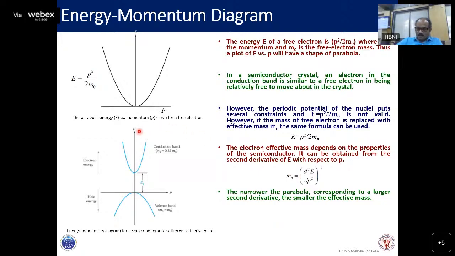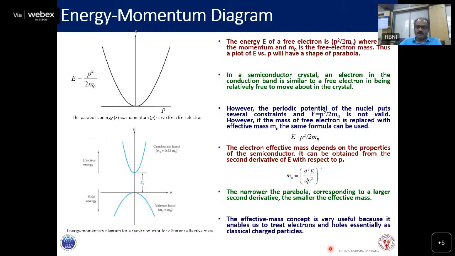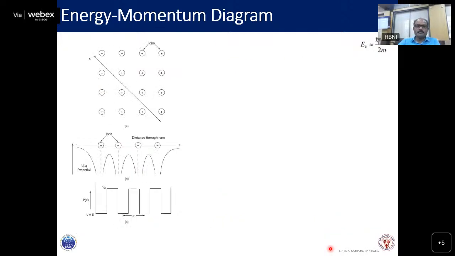So the larger this second derivative is, the effective mass is one upon this, so the effective mass will be smaller. The effective mass concept is very useful because it enables us to treat electrons in the crystal essentially as classically charged particles. Now let us try to visualize the same thing.